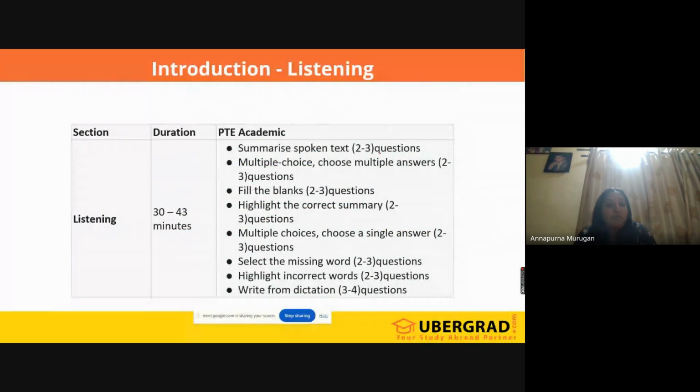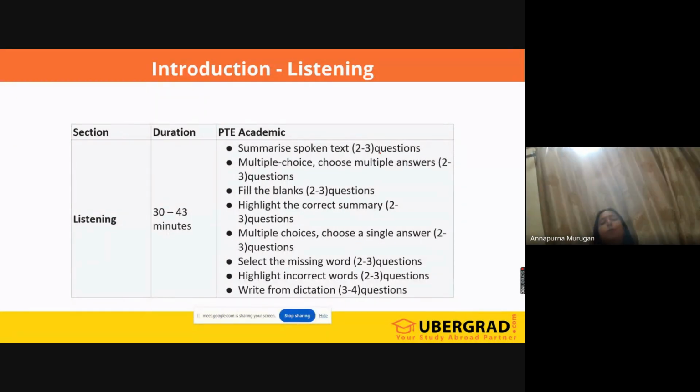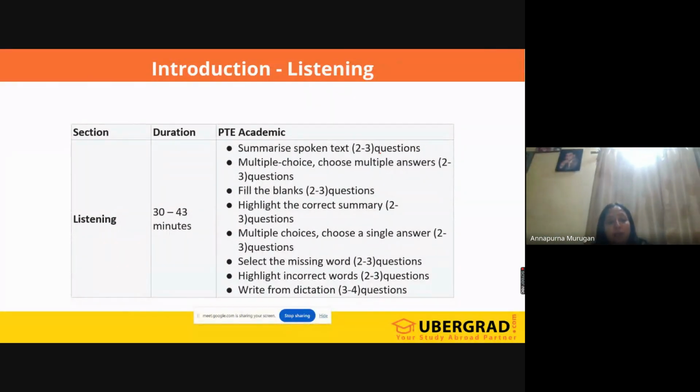Got it? Next thing, listening. See, listening is, I can say, extensive, because just like we have many types of questions in reading, almost 8 types of questions we have in listening here.